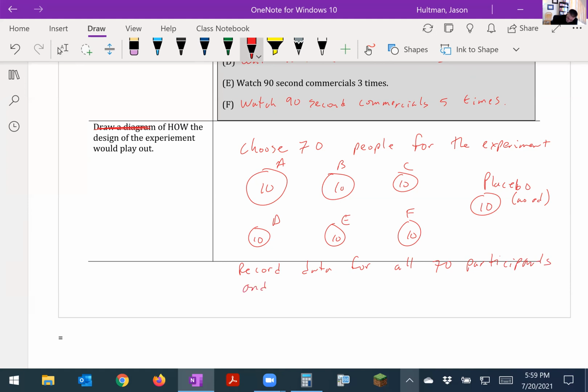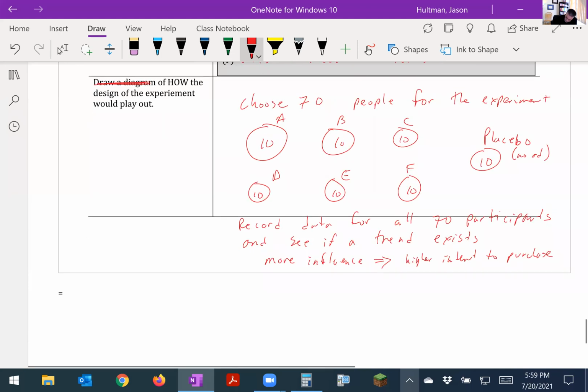Okay, and see if a trend exists. Does basically more exposure imply a higher intent to purchase? Was there a direct cause and effect? Okay, so that is 1.3 and 1.4. Okay, and I'll see you in the next video.